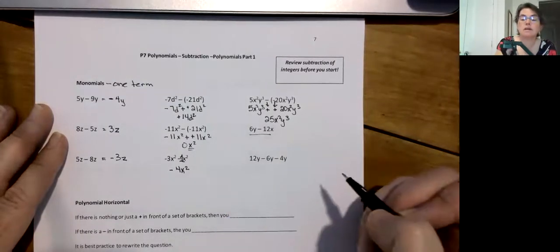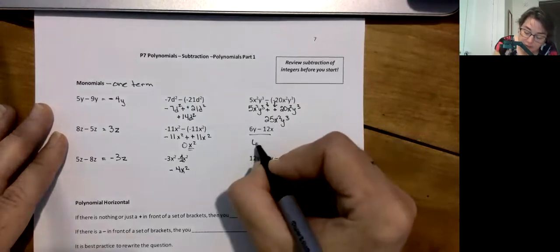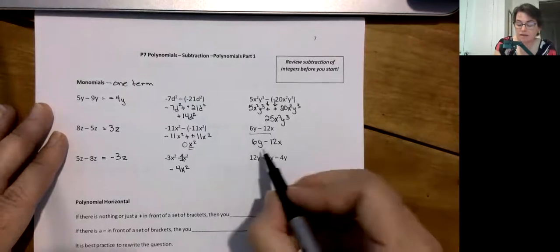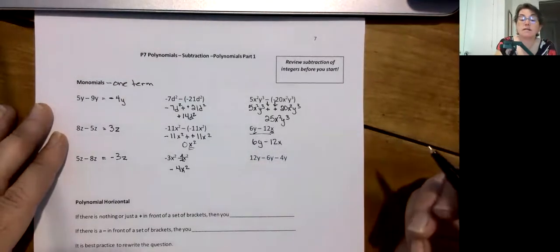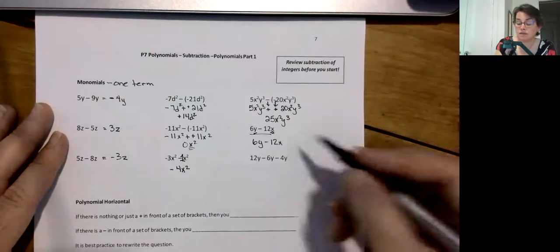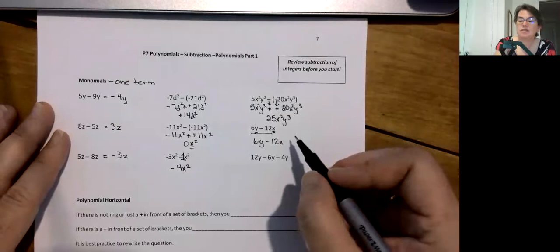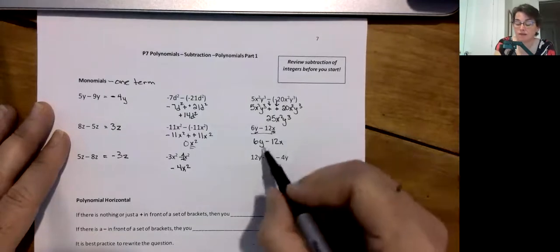Look at that one. What's the answer? Did I catch you? The answer is 6y minus 12x. Because this is a y, and that's an x, and those are not like terms, so you can't put them together. So you just recopy the question. If you're comfortable with writing can combine, if that's what you learned in the past, that's fine. I just rewrite the question.